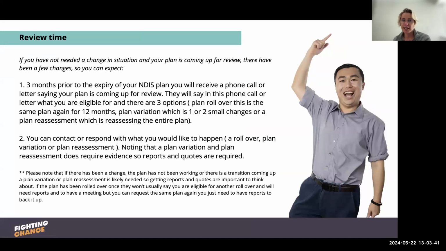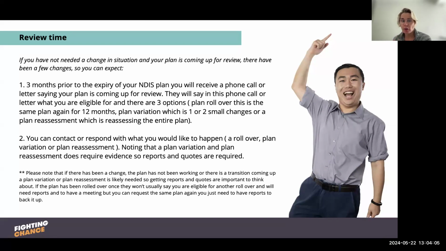So the other thing that I wanted to mention, and I know we've gone over a little bit, is that 3 months prior to the expiry of your plan, you'll receive a phone call, or a letter. Some people get really confused by this phone call because it is confusing. It'll say that your plan's coming up for review. They'll say in the phone call or the letter what you're eligible for. And you've got 3 options.